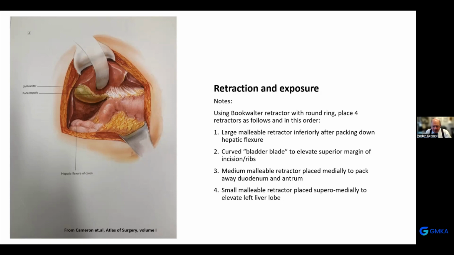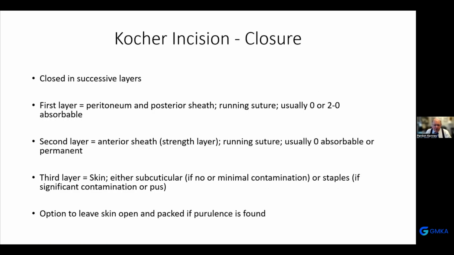And then just to complete what I was talking about before, how do we close it? Well, we close it in layers. The first layer typically is the peritoneum and the posterior sheath of the rectus, usually a running suture. Most surgeons would use an 0 or 2-0 suture of an absorbable type, either Dexon or Vicryl in the United States. The second layer, the anterior sheath, is the strength layer. And again, for a young, healthy patient, we might use a larger diameter absorbable suture. For an older patient, we might use something permanent.